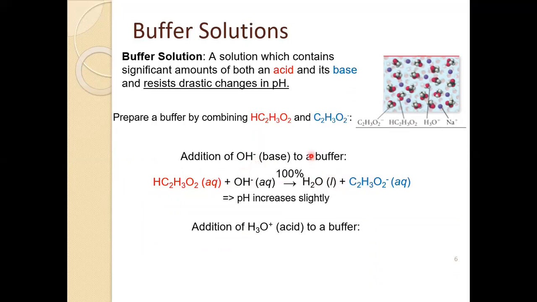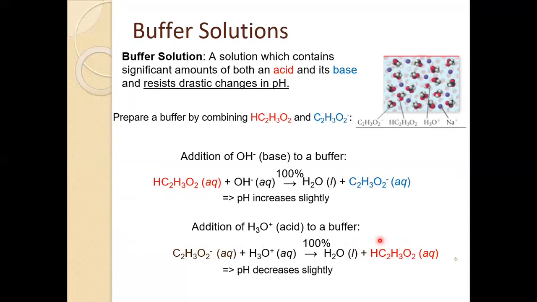Conversely, if we have the same buffer and we add hydronium ions, an acid, to this buffer, then the acid ions react with the base that's present. They're largely neutralized to produce water and a little bit more of this acid. And so yes, the pH does decrease, but it only decreases very slightly, not nearly to the extent that it would if you added the hydronium ion directly to pure water or otherwise an unbuffered solution.